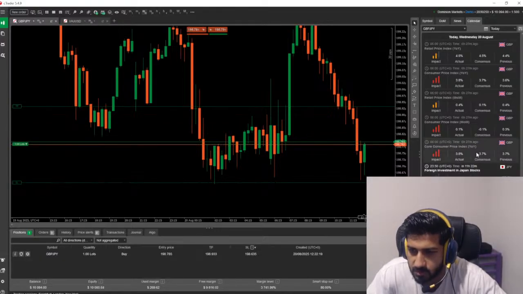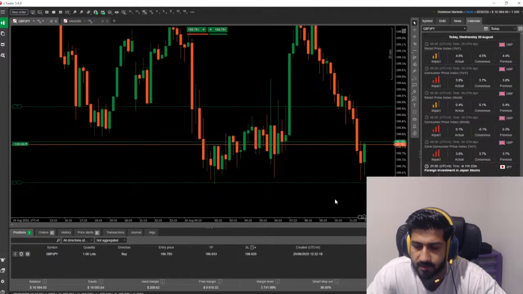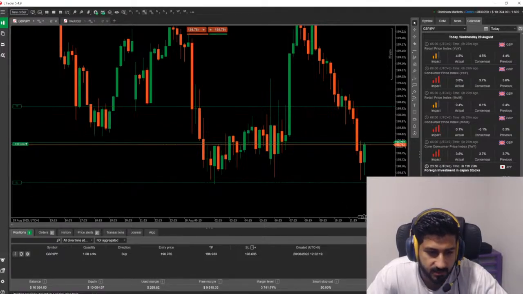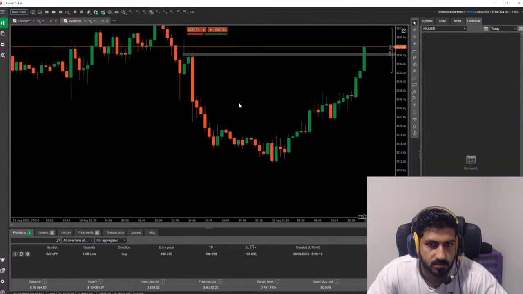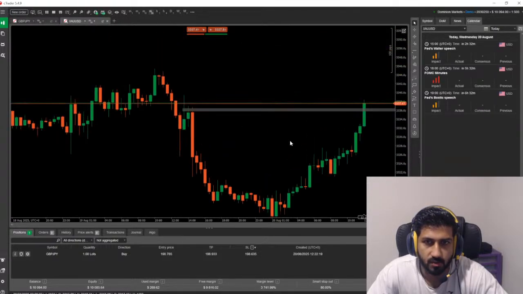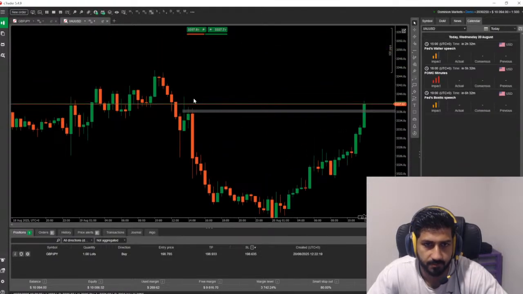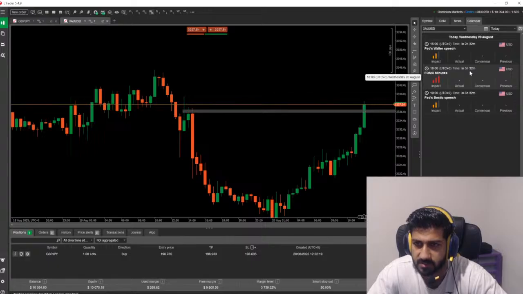So the future news that will come is these two. They're highlighted. Gold, yeah, gold will continue to push up. CPI in 5 hours and 32 minutes.